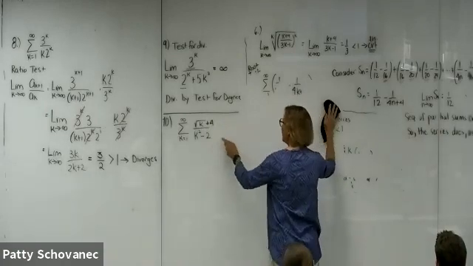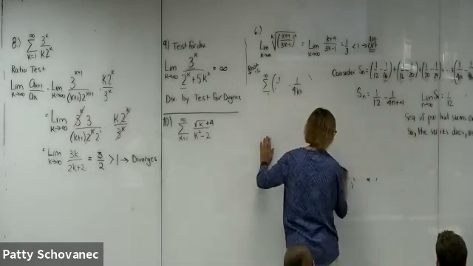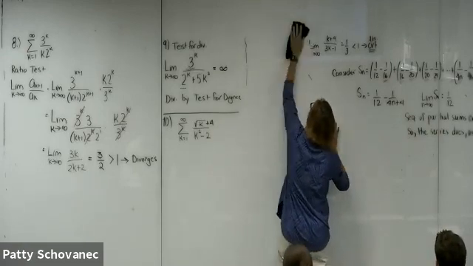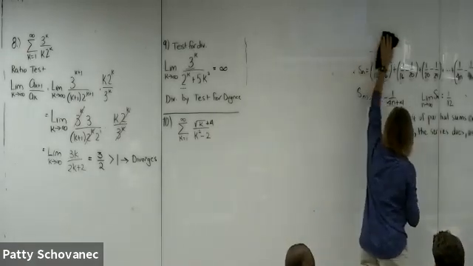So throw away the 4, throw away the 2, simplify that as a P series. And then do a limit comparison test with that known P series.